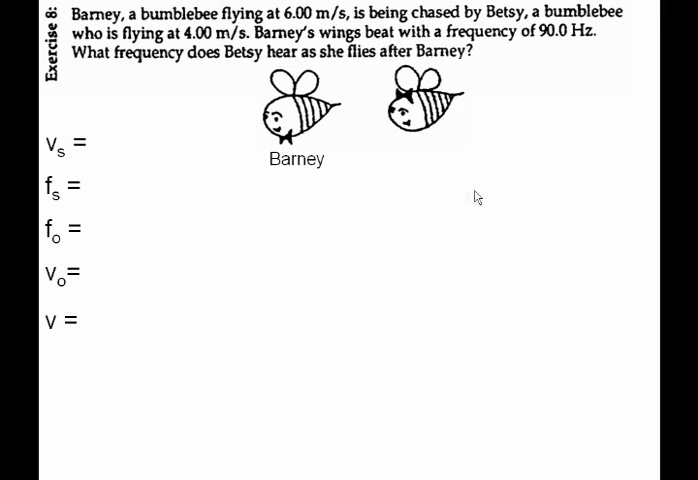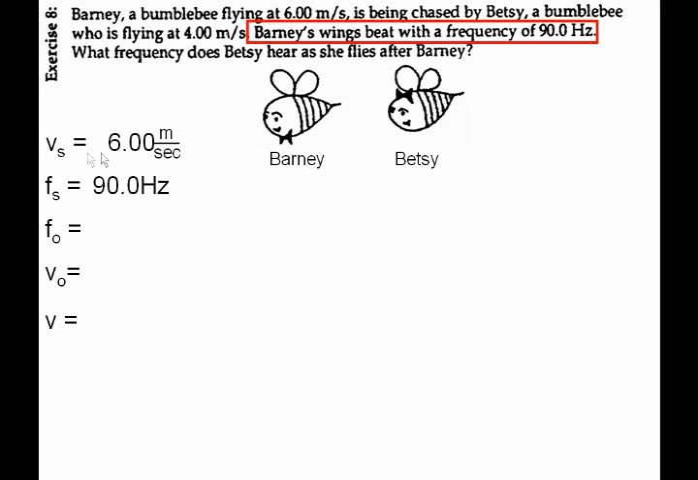Problem number 8, Barney and Betty are both bumblebees. They're flying along. Barney's wings beat at a frequency of 90 hertz. That makes him the source. So I'll put him down as the source, and I'll put down Barney's speed for the source. And then that makes Betsy the observer. So she is going at a speed of 4 meters per second, and we're looking at what frequency does she hear. And the speed of sound is still 340 if they don't tell us what it is.